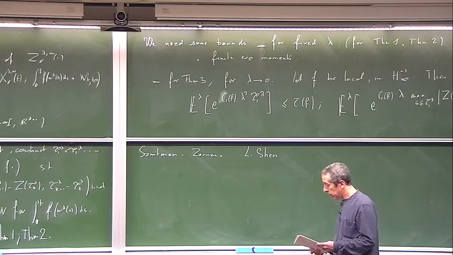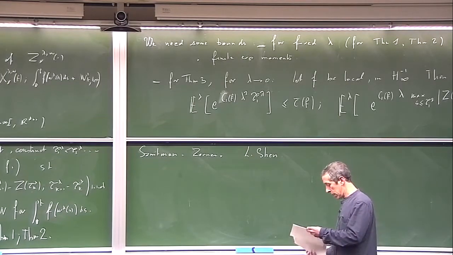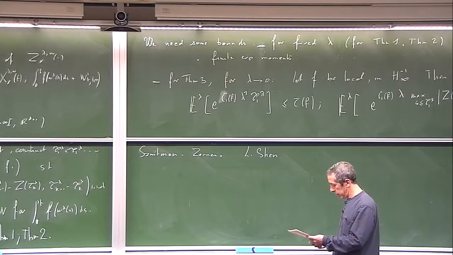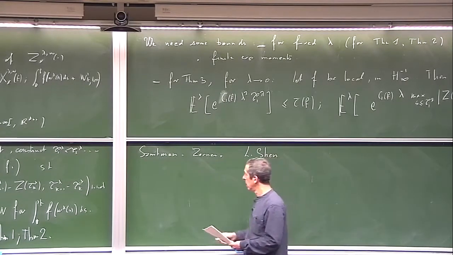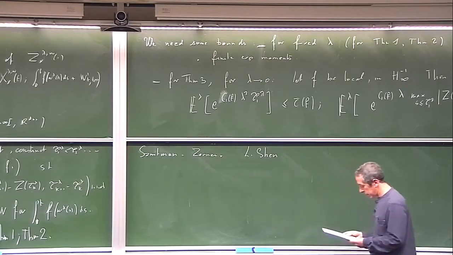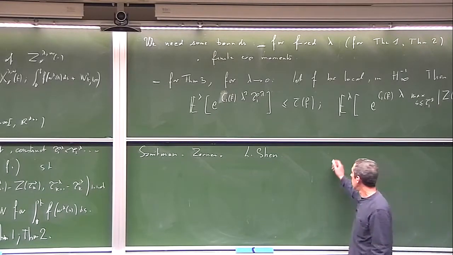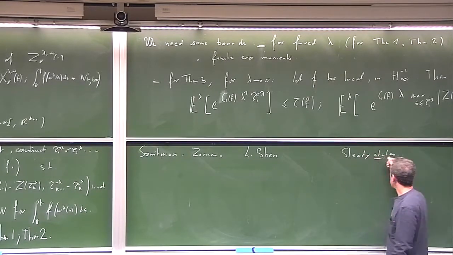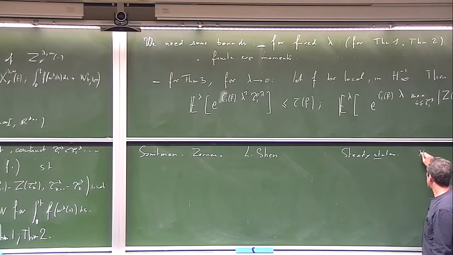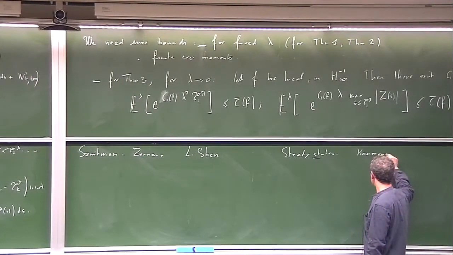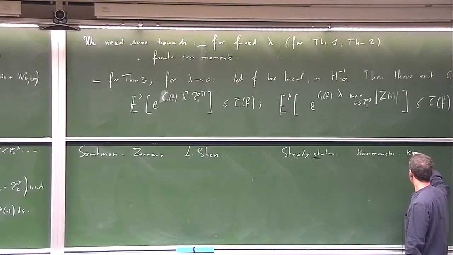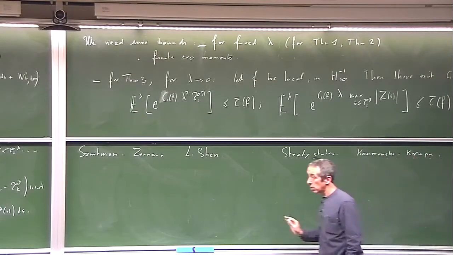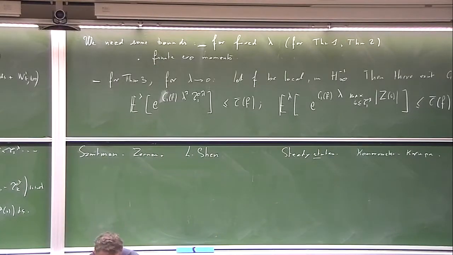about the existence of steady states, as I said, you can already read that in the papers of Snitman, and in particular in Snitman and Zerner. So about steady states, there are results about the construction of steady states in papers of Komorowski and Krupa. I hope the spelling is correct. Now, it seems to be correct.